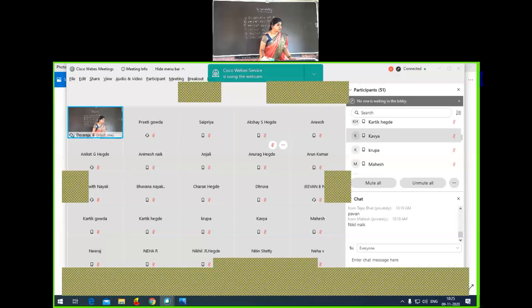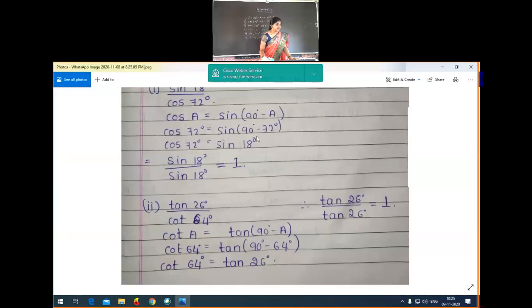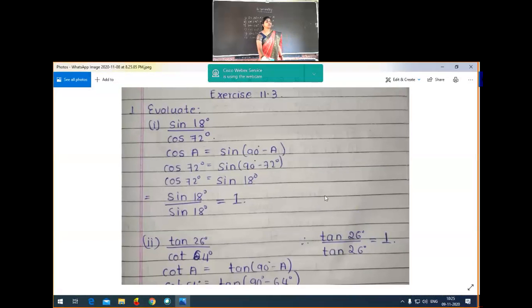Here we have the solution of exercise 11.3. Many of the students have finished exercise 11.3. You just verify your answer, whether it is right or wrong. Let us discuss the 11.3 exercise once. The first question is: evaluate sine 18 degree divided by cos 72 degree.